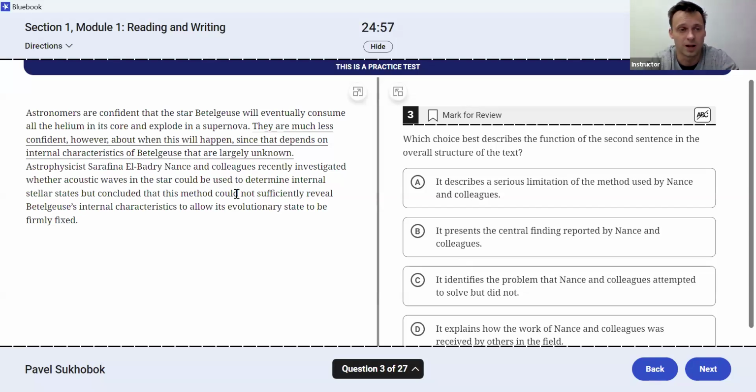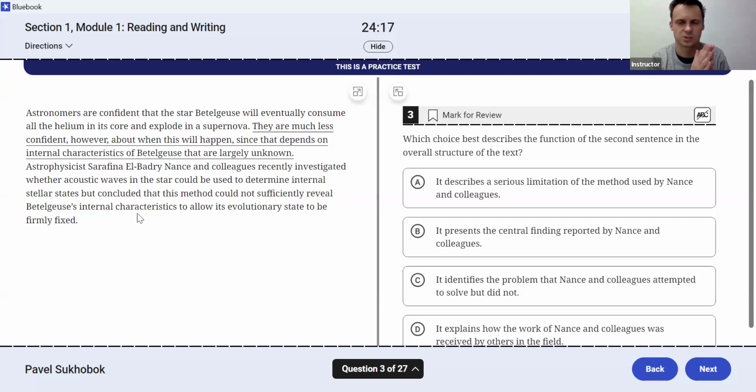But apparently, what else is inside that star also matters, and that's going to determine how long it'll take for it to explode. All right. Astrophysicist Sarafina El-Badri Nance and colleagues recently investigated whether acoustic waves in the star could be used to determine internal stellar states, but concluded that this method could not sufficiently reveal Betelgeuse's internal characteristics to allow its evolutionary state to be firmly fixed.